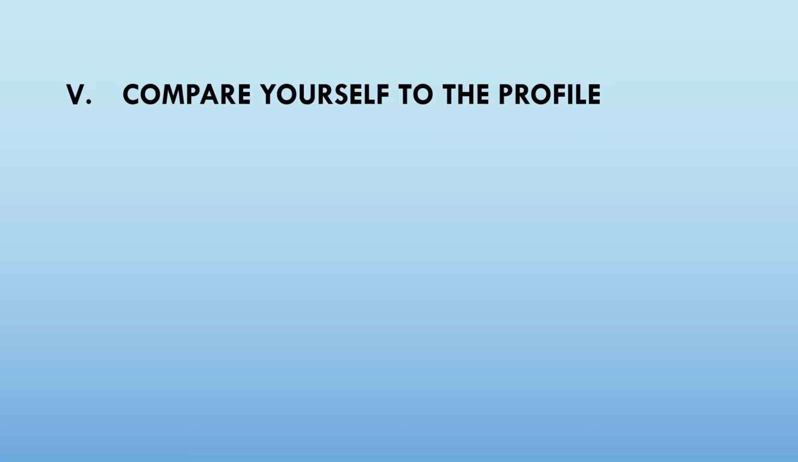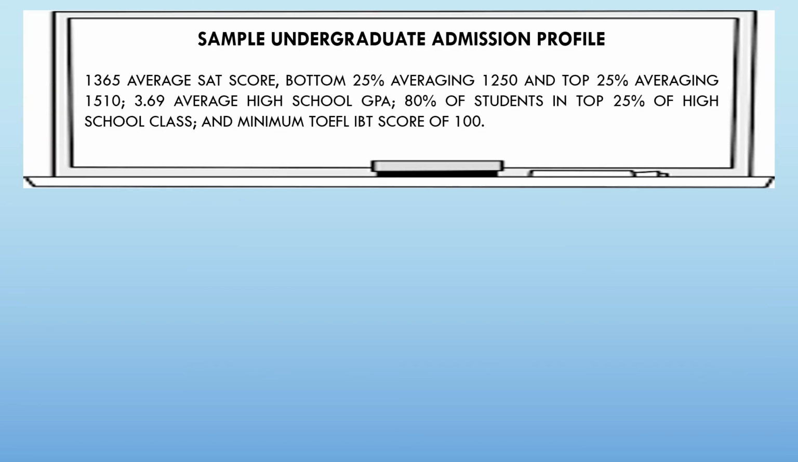Comparing yourself to the profile is the next step. Let's take a sample undergraduate admission profile from a fictitious institution. At this institution, the average SAT score was 1365. The bottom 25% of admitted students had 1250, and the top 25% averaged 1510. The average high school GPA was 3.69. And 80% of admitted students were in the top 25% of their high school class. The minimum TOEFL iBT score was 100.